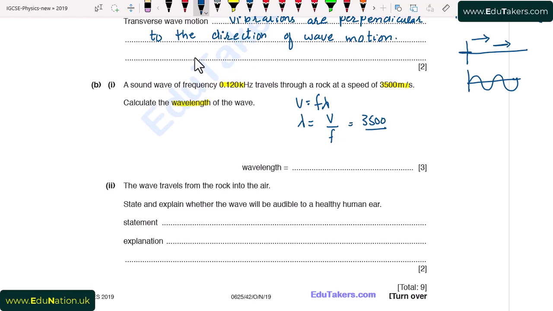So I write here 0.120 multiplied by 10 to the power 3, and it comes to be 120. So I write here 3500 divided by 120, and it is equal to 29 meter. So wavelength will be equal to 29 meter.